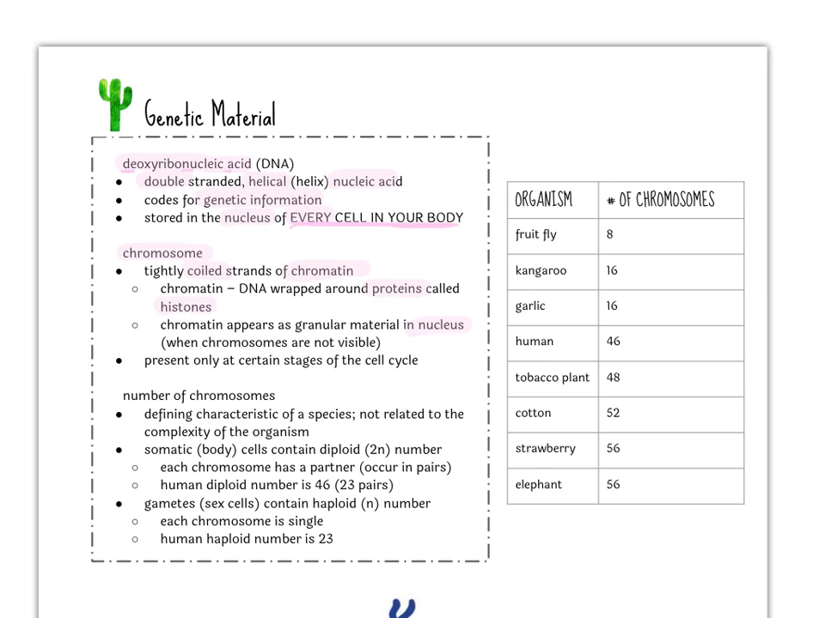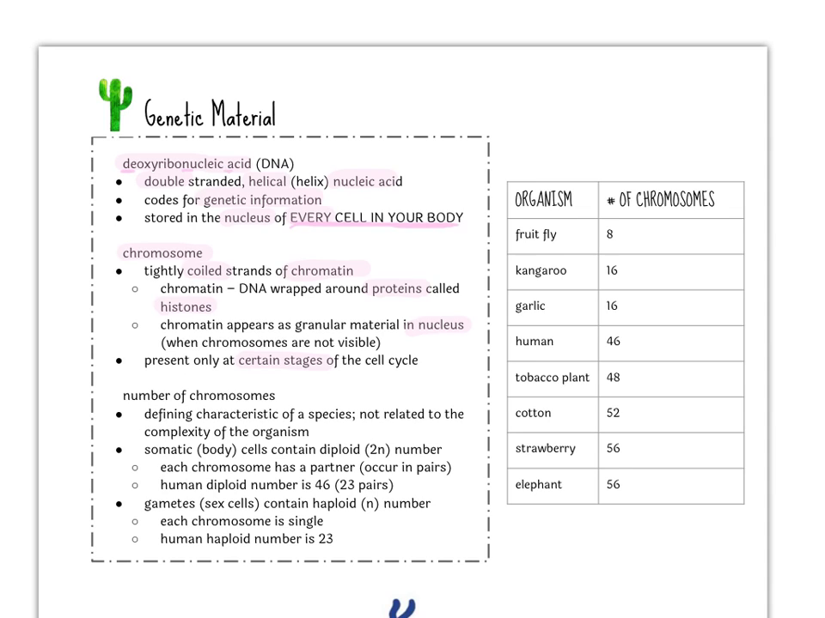Chromosomes aren't always just nice and neat and pretty in the cell. It mainly exists as chromatin, where it's just like granular. You can't really make anything out. It just looks really grainy in the nucleus. And like I said, chromosomes are only present at certain stages of the cell cycle that we'll talk about in a minute. The nice, neat, pretty chromosomes that are easy to count are only present at certain stages of the cycle.